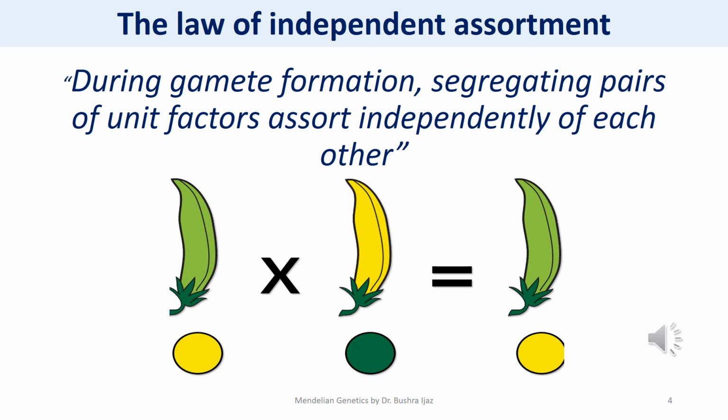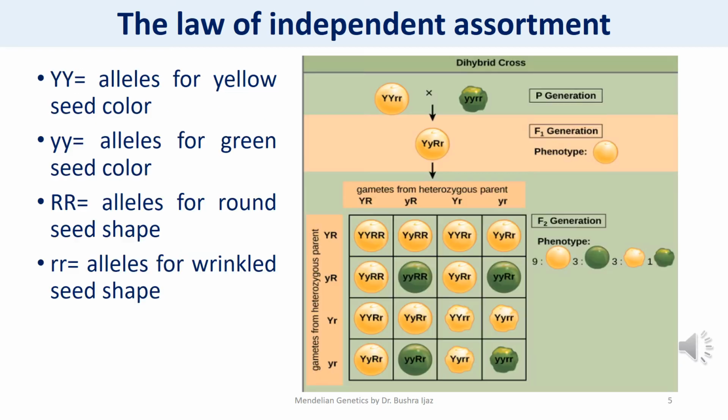Let's quickly recall the law of independent assortment. You all know that the law states that during gamete formation, segregating pairs of unit factors, which are the genes, assort independently of each other. Mendel's law of independent assortment states that genes do not influence each other with regard to the sorting of alleles into gametes. Every possible combination of the alleles for every gene is equally likely to occur.